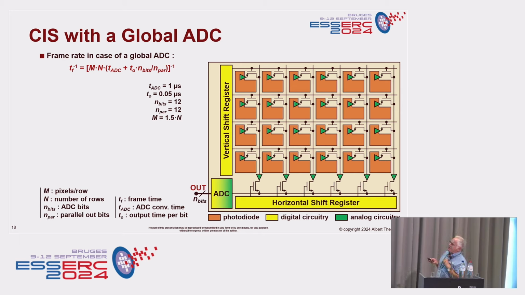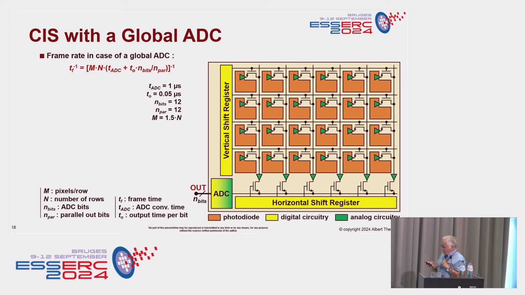M is the number of pixels on a row, and N is the number of lines, the number of rows that we have, and the ratio between the two is 1.5. Now, in this formula I calculate the conversion time for every pixel. This is the number of pixels that I have. This is the output time, to get rid of the data, to get rid of my bits. This is the total number of bits divided by the number of bits in parallel.